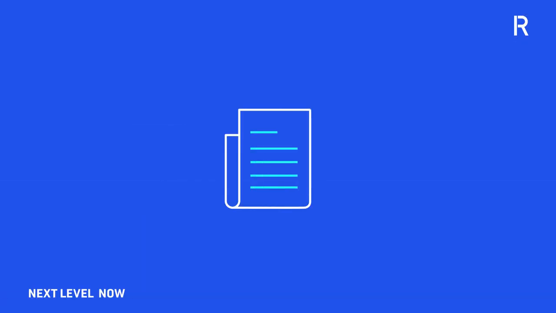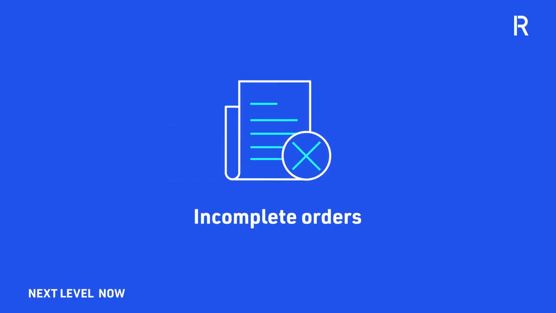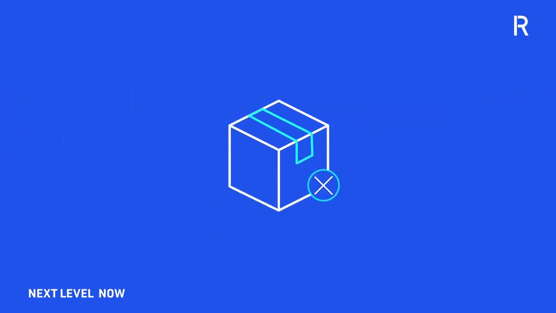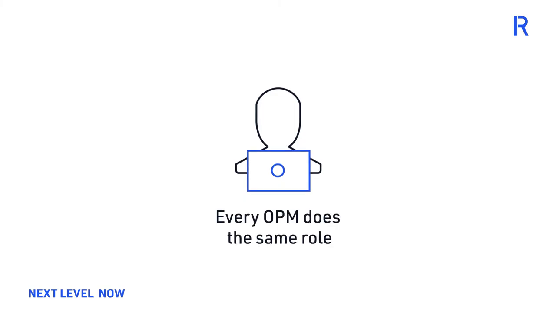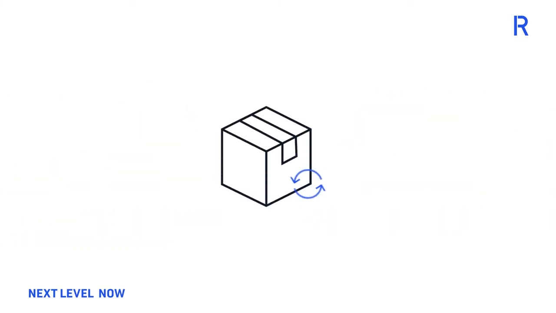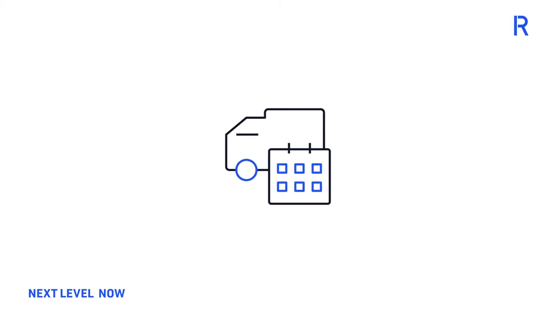But what happens when the orders are incomplete? To avoid stopped orders, order processing management specialists need to manually verify daily if outstanding sales orders have a block on an item. Every OPM has the same role globally, and it can be easy to forget this 10-minute daily task due to other priorities. As a result, orders are stuck, and customers can't receive their orders on their expected dates.